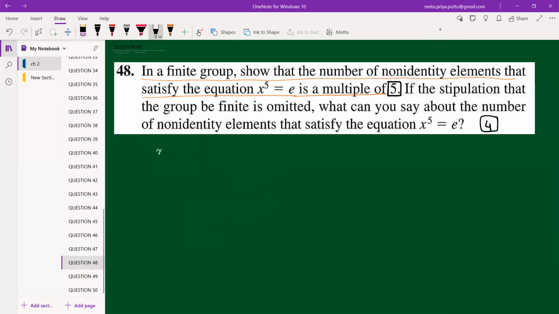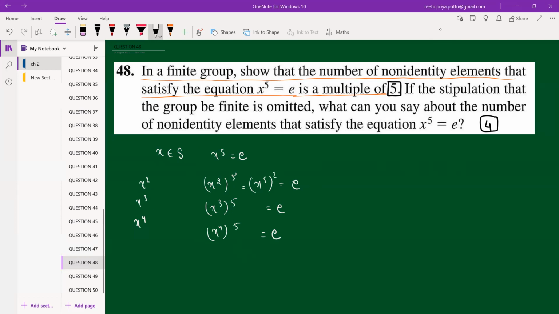Suppose X belongs to the set S, where we have non-identity elements having this property. So X belongs to S and we have x to the power 5 equals identity. My claim is x squared, x cubed and x to the power 4 also belong to S. Why? Because x squared to the power 5 equals x to the power 5 squared, which is also identity, and x cubed to the power 5 is also identity in a similar way, and x to the power 4 to the power 5 is also identity in this similar way.